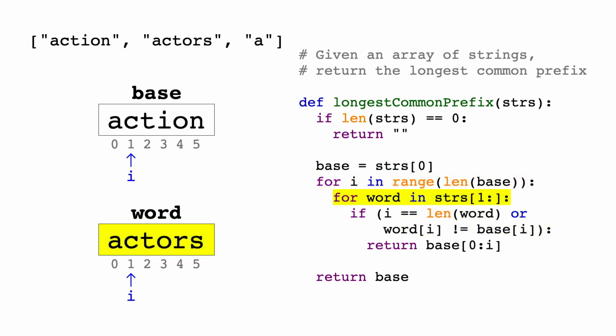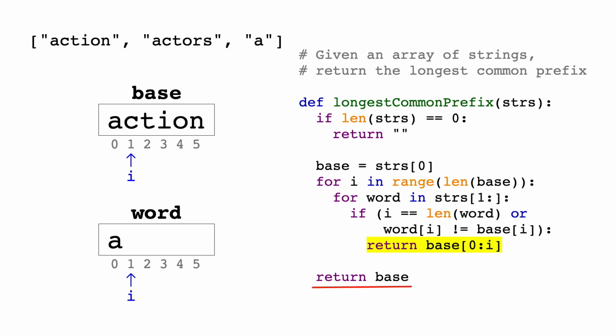The second character in action and actors is both C, but now when we look at the word A, the i index is equal to the length of the word, which is 1. This means that we're out of bounds, so this part is true and we'll return early. We'll return the characters from index 0 to 1, but excluding 1. In other words, this only returns the first character, which is A. So this is why it doesn't matter which word we pick as our base. We automatically finish the algorithm when the end of the shortest word is reached.